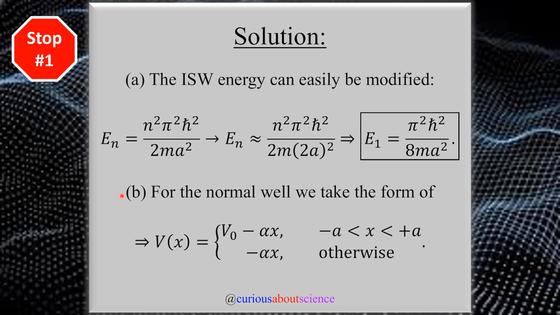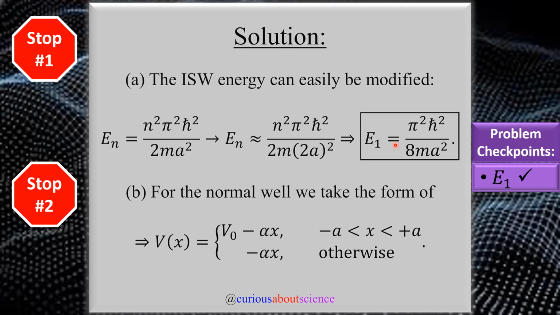All right. So stop number 1 then, we have part A. The infinite square well energy can easily be modified. Noting that the infinite square well energy for any level n was n squared pi squared h bar squared over 2 m a squared. They told us this was the same energy, we just need to put the width at 2a. So a to 2a, and now we see that we have a square on the 2 and the a, so we get a factor of 4. 2 and 4 make 8. Notice that we were asked for the ground state, so we would have to plug in 1 for n. n squared is just 1, so we get our ground state energy, so we're good to go.